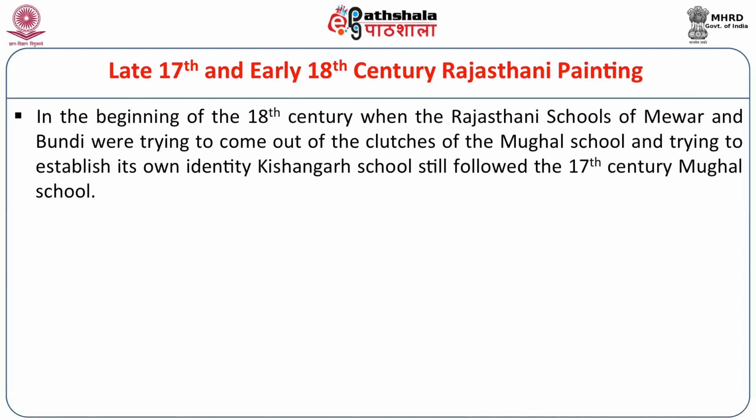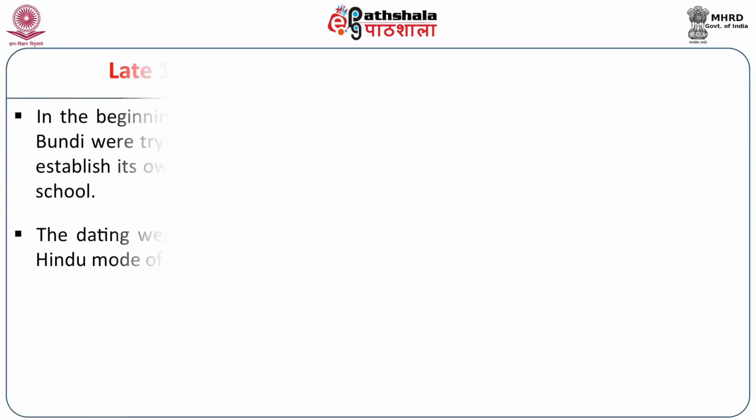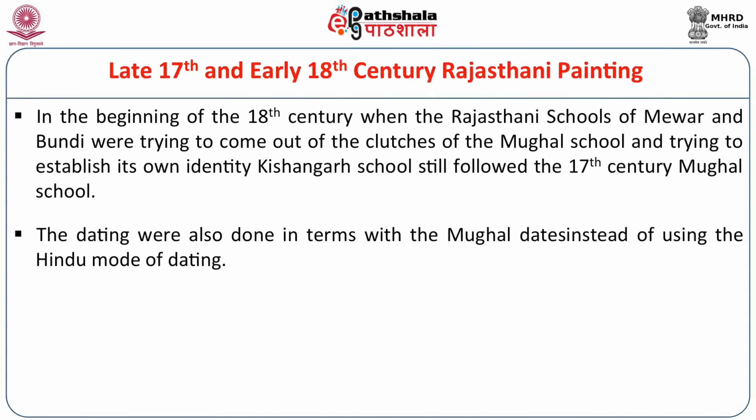In the beginning of the 18th century, when the Rajasthani school of Mewar and Bundi were trying to come out of the clutches of the Mughal school and trying to establish its own identity, Kishangarh still followed the 17th century Mughal school. So the evolution of the schools did not have the same story. The dating was also done in terms of the Mughal date instead of using the Hindu mode of dating, because that was part of the cultural ethos of Kishangarh.